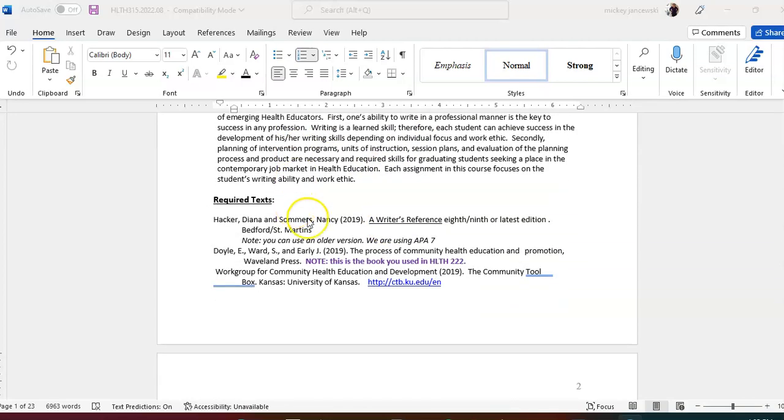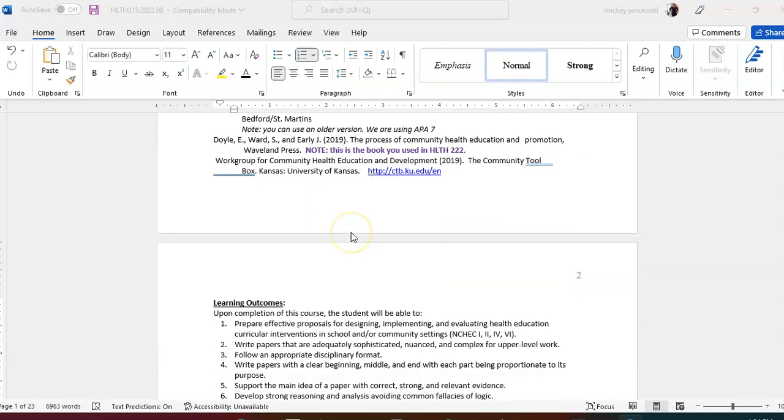So you can read the course rationale, the textbooks. This is a book you would have to purchase. We're using APA 7, so you can buy an older version if it has APA 7 in it. If you choose not to buy this book, then you need to figure out how to do APA and follow grammar rules without the book. This book you used in 222, so you should still have it. And this is a free online tool for us to use. So again, this should also be free. You only have one book to purchase for this class.